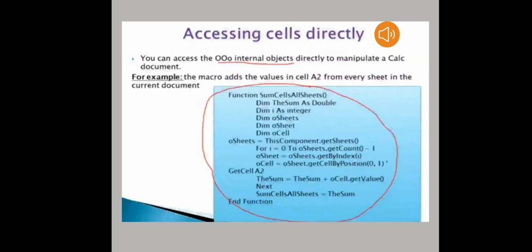Accessing a cell directly. How can we access the cell directly? You can access the OOo, which means OpenOffice.org, internal objects directly to manipulate a Calc document. For example, the macro adds the value in cell A2 from every sheet in the current document. A program is given here, so you only have to see this diagram, you don't have to learn this program.